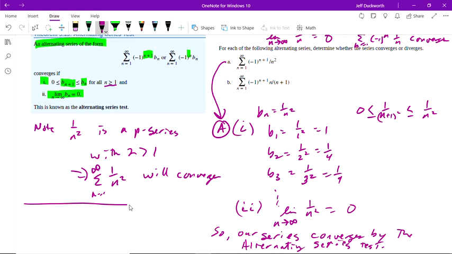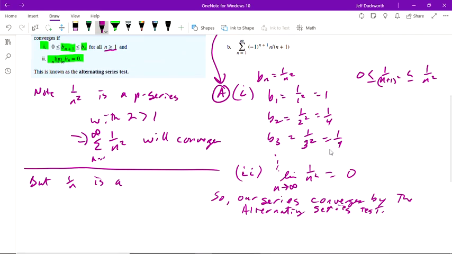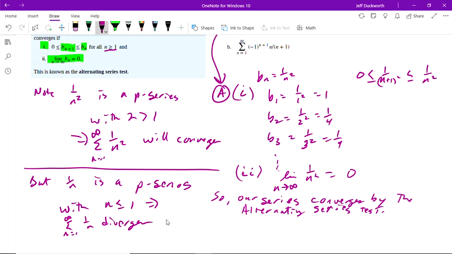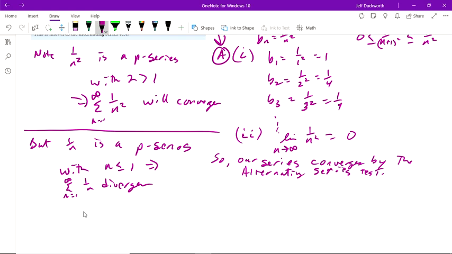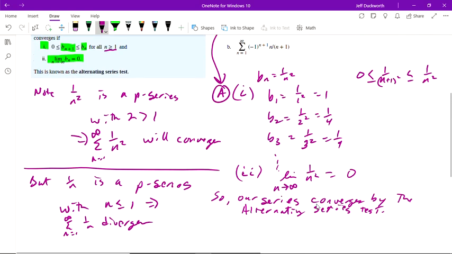But what about 1 over n? Well, 1 over n is a p series. That was our original example up here. 1 over n is a p series with p less than or equal to 1, which means that it diverges. So our alternating series above here converges, but our normal series diverges. And we'll get into absolute convergence versus conditional convergence later. This was probably an example I'll reference then. It's a pretty good one. But this one will converge all the time, or will converge absolutely.